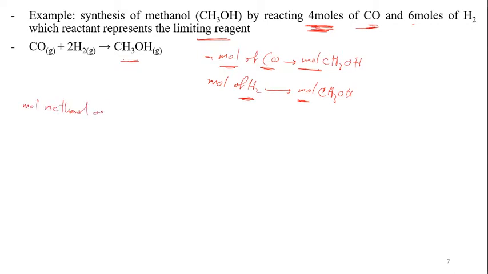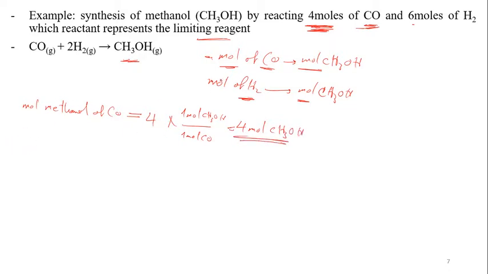So first let's find the number of moles of methanol in the case of carbon monoxide. That would be equal to, if I started with 4 moles of carbon monoxide, and for each 1 mole of carbon monoxide I get 1 mole of methanol, that would be equal to 4 moles of methanol.